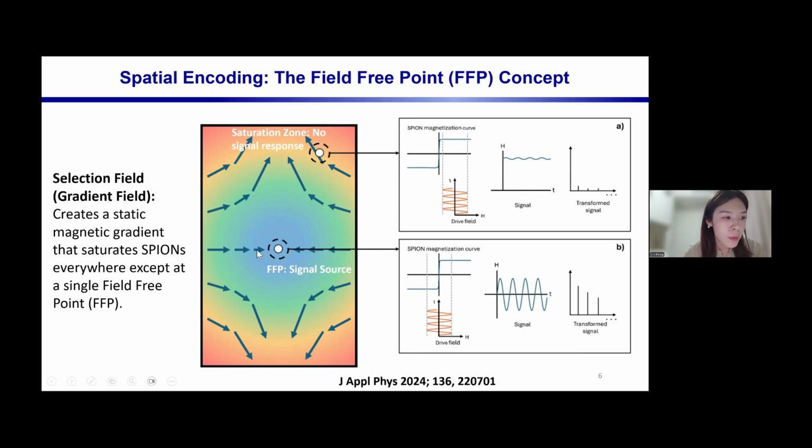But inside the field-free region, the field is near zero, so particles are free to rotate and respond to our drive field within this region. By applying an oscillating drive field, we can move this FFR very quickly across the entire field of view. It's just like using a spotlight to scan a dark room, and we only pick up the signal from where the light is hitting at the exact moment. By the end of the scan, we can reconstruct the full distribution of the particles.